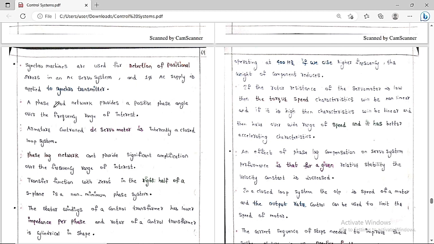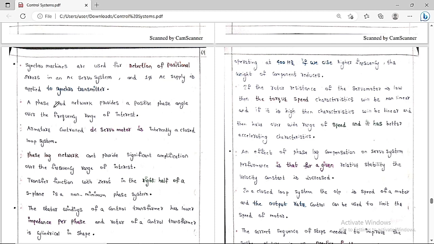The next point is a phase lead network provides a positive phase angle over the frequency range of interest. I already told you, phase lead compensator is always going to improve the transient response, whereas it is going to degrade the steady state response to a small extent. So the phase lead means the output is always going to lead the input by some amount of angle. Therefore we can say the phase lead network is going to provide a positive phase angle over the frequency range of interest.